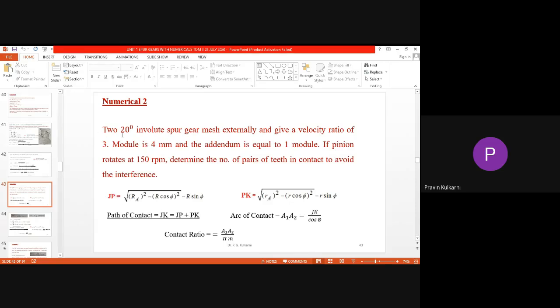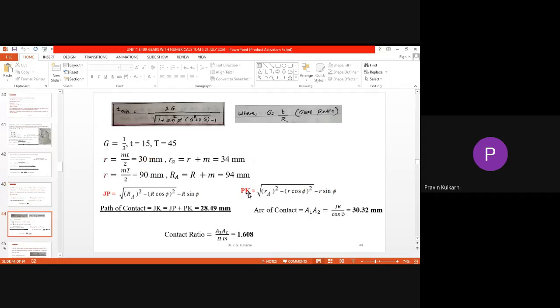Again, in this numerical, pressure angle is given, velocity ratio is given, module is given, addendum is 1 module, speed of pinion is given as 150, determining number of pairs of teeth, that is contact ratio. What is contact ratio? Arc of contact upon circular pitch, pi times module. So arc of contact is path of contact upon cos of phi. Path of contact JK is JP plus PK. JP is found, PK is found. In this way, the numerical was solved.